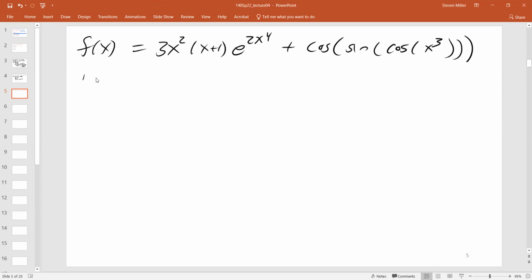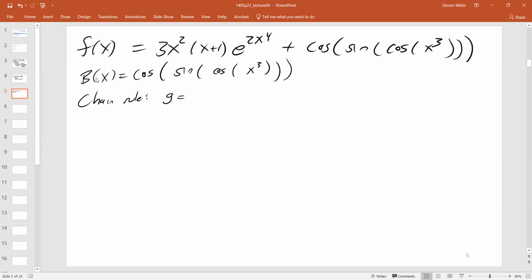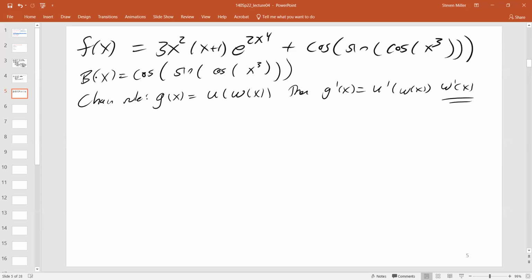So the next part I want to do was the second part, the b of x. We have b of x equals cosine of sine of cosine of x cubed. And then the chain rule is, if we have g of x equals u of w of x, then g prime of x is u prime at w of x times w prime of x. The w prime is the most forgotten piece. People always forget the w prime.